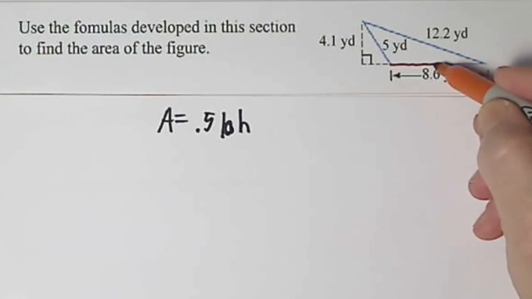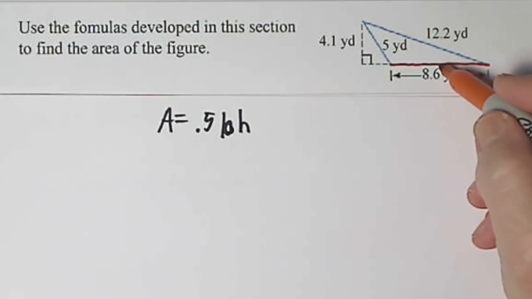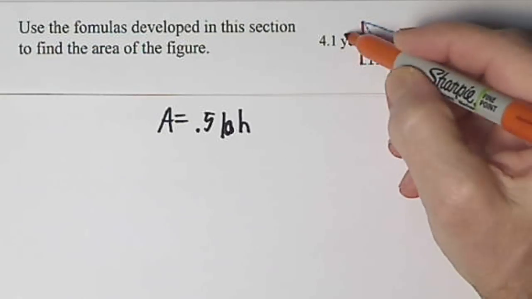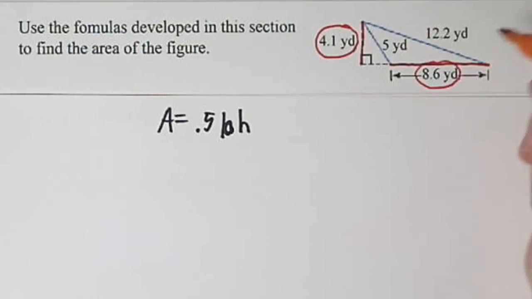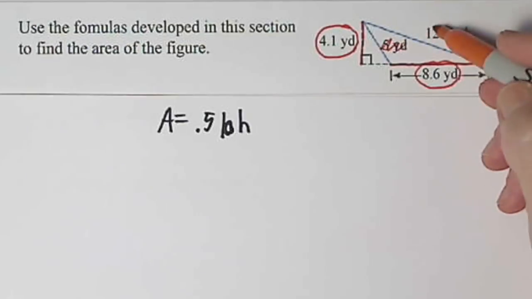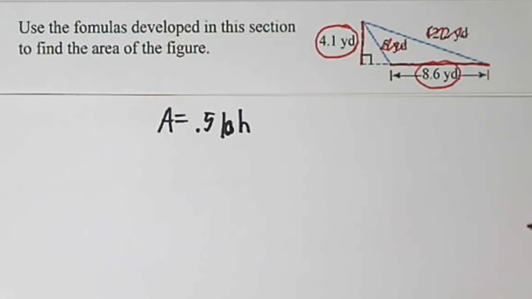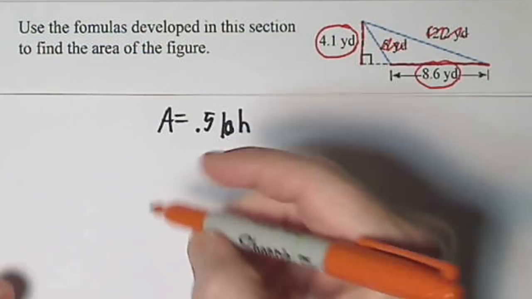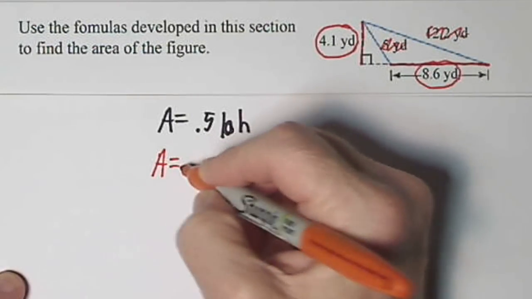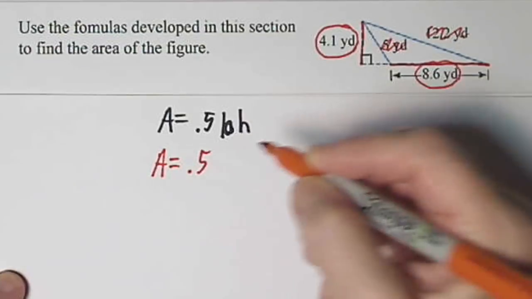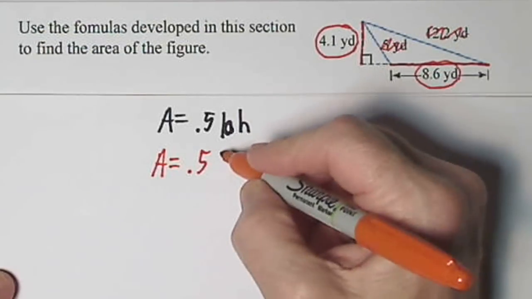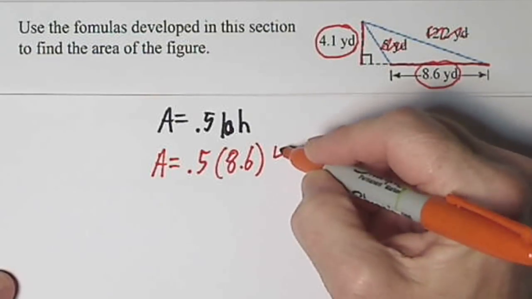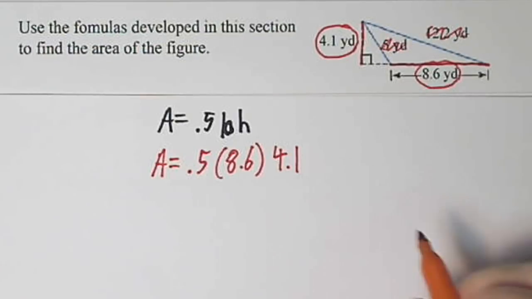So this is your base, and it's 8.6 yards. This is your height, 4 1/10 yards. You don't need this. You don't need that. All right? So we have area is 5/10 times the base is 8.6, and the height is 4 1/10.